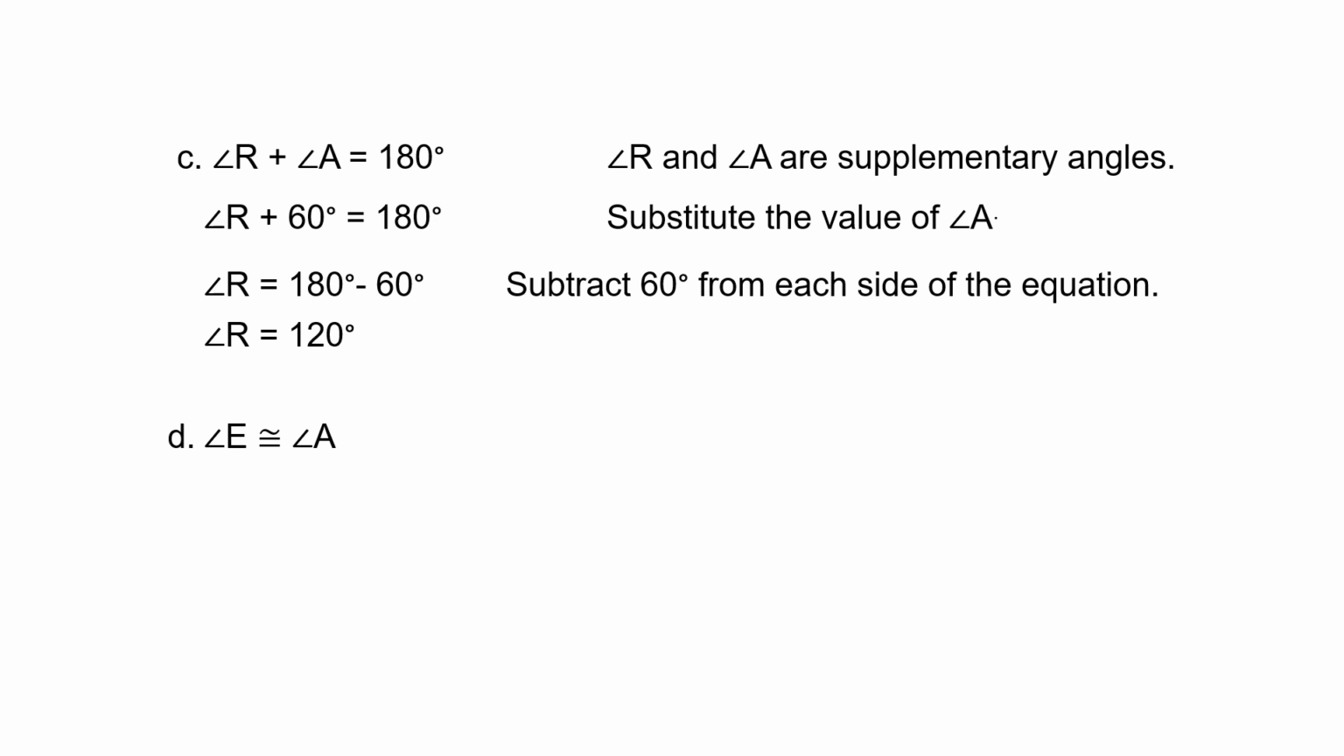Letter D. Solving for angle E, since angle E and angle A are opposite angles, therefore, angle E is congruent to angle A. If the measure of angle A is equal to 60 degrees, then the measure of angle E is equal to 60 degrees also.